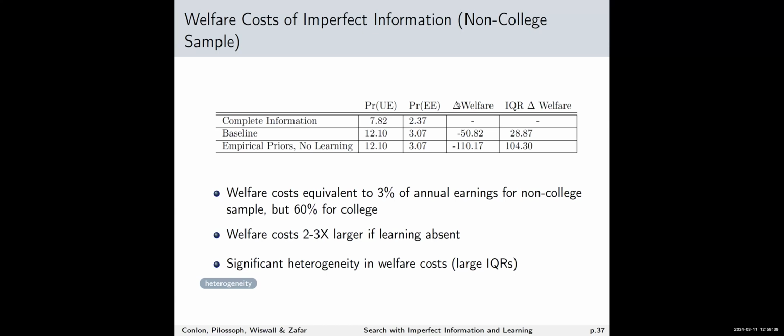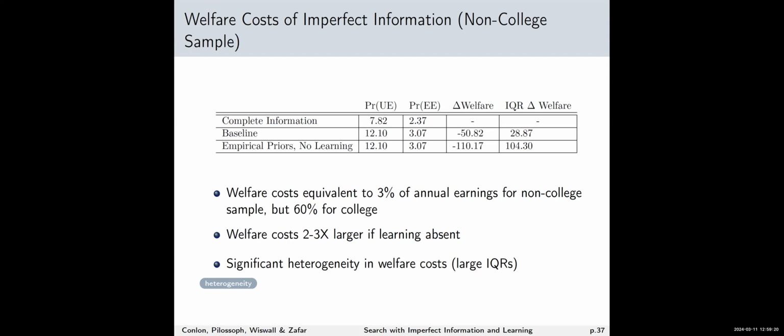So we report the change in welfare going from the complete information benchmark to the baseline model, which is the model including learning, versus a model where you actually shut off learning altogether and just assume that people are off forever. The way you should interpret this number is that this is literally the difference in PDVs. The wages in our model are hourly wages, so you have to do a bit of a conversion to get this to annual earnings, but I've done that for you here. For the non-college sample, you get a welfare cost of something like 3% of annual earnings if you wanted to do a one-time payment, which is actually fairly low.